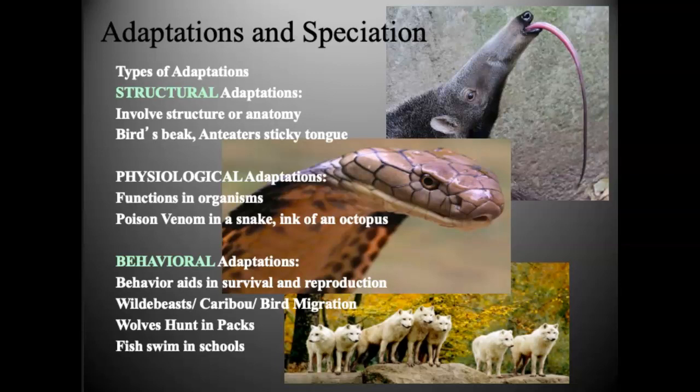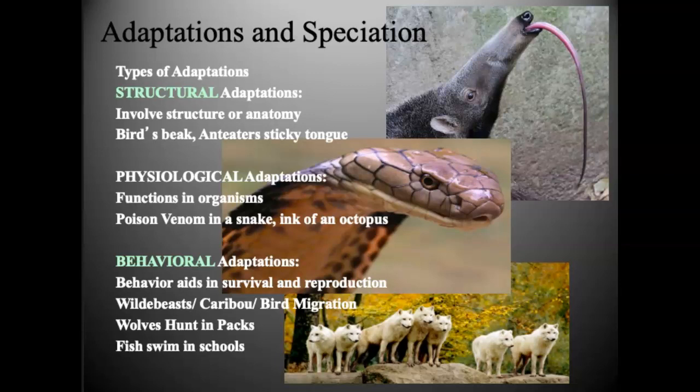If there is something that is produced inside the body, we call that a physiological adaptation. A classic example of that is the poison venom in a snake. You could also think about the stomach acid that we produce to help us break down food so that we can utilize the glucose for energy.